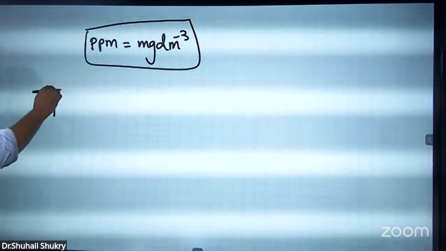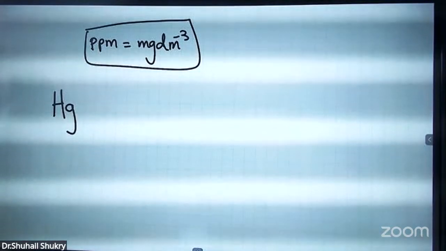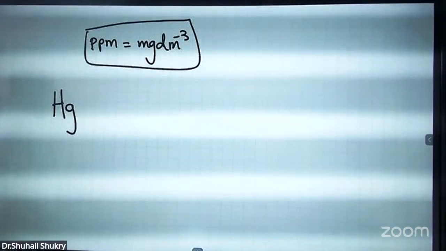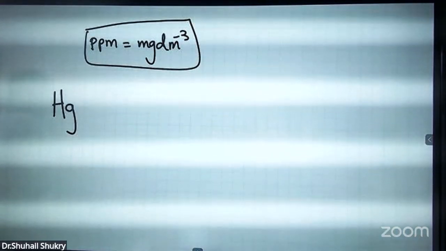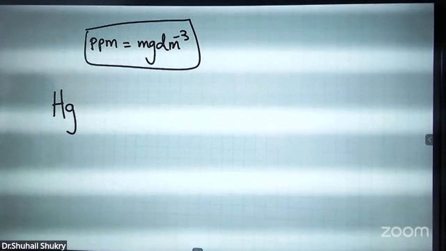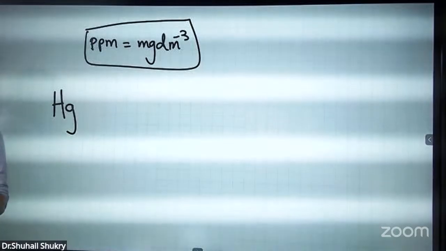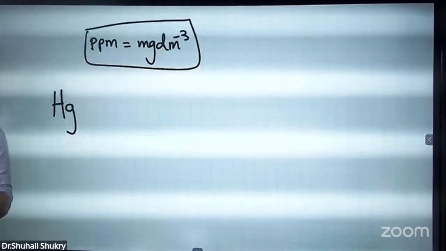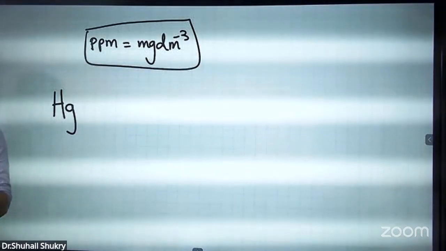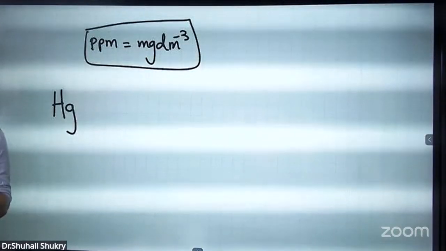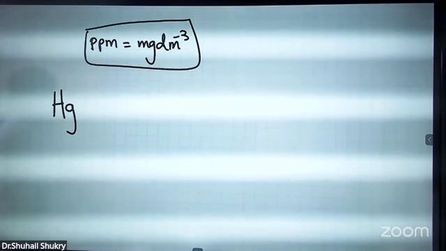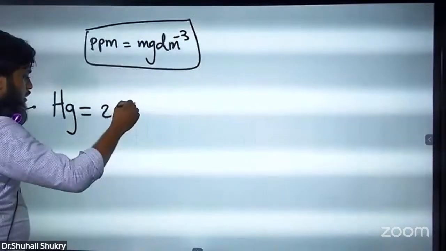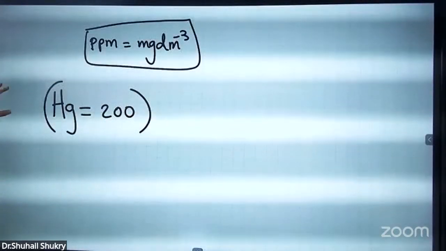Mercury is a heavy metal, right? If you eat mercury, what will happen? Will you die? You won't die at once. Slowly you will die, right? There are so many things you will die slowly, but at once you won't die. We'll see mercury's molar mass. Hg's relative atomic mass is 200.